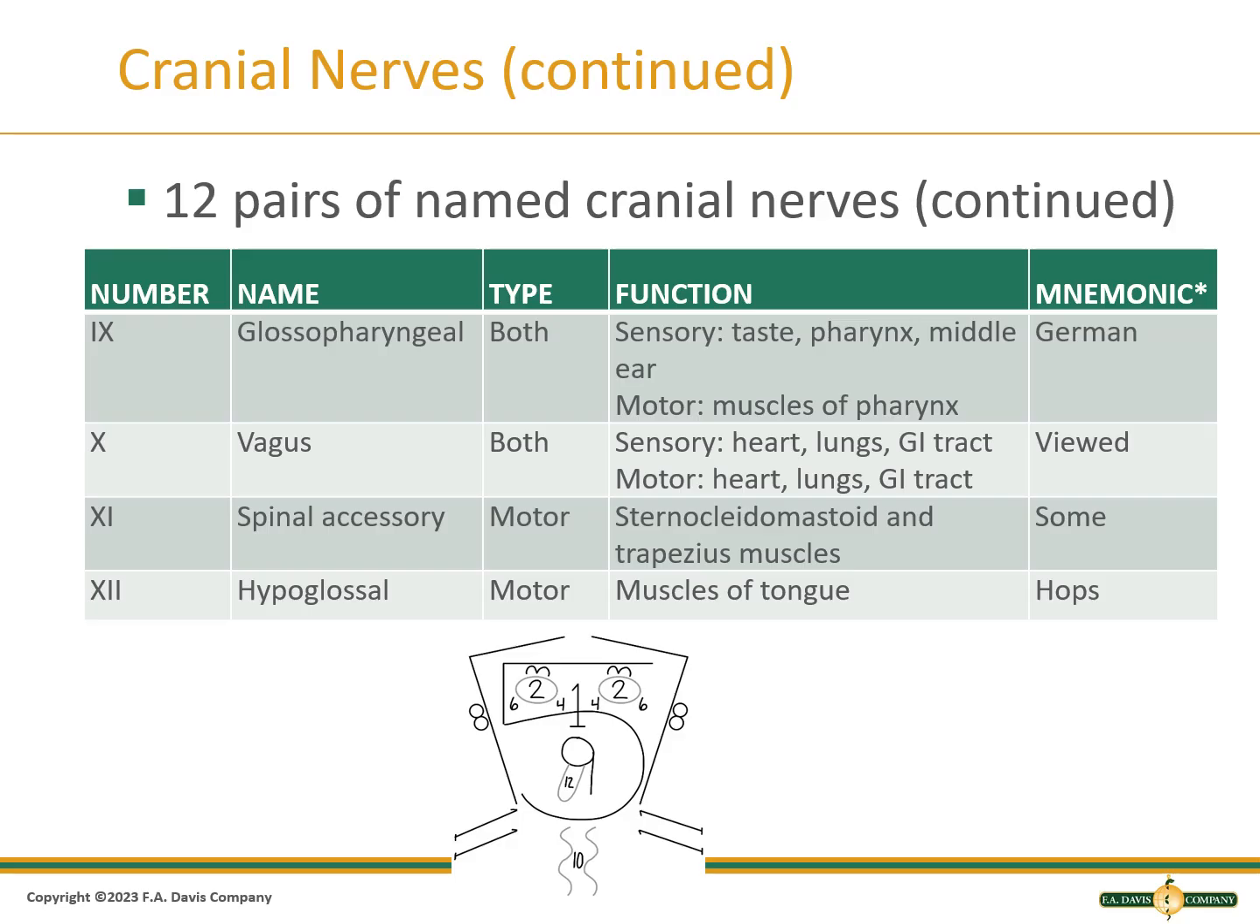Cranial nerve 11 is the spinal accessory nerve, which is a motor nerve providing innervation to the sternocleidomastoid and the upper trap. And last but not least is cranial nerve 12, which is the hypoglossal nerve, a motor nerve for muscles of the tongue.